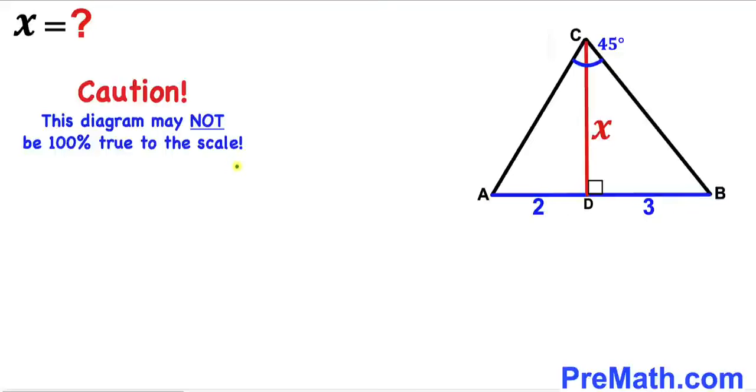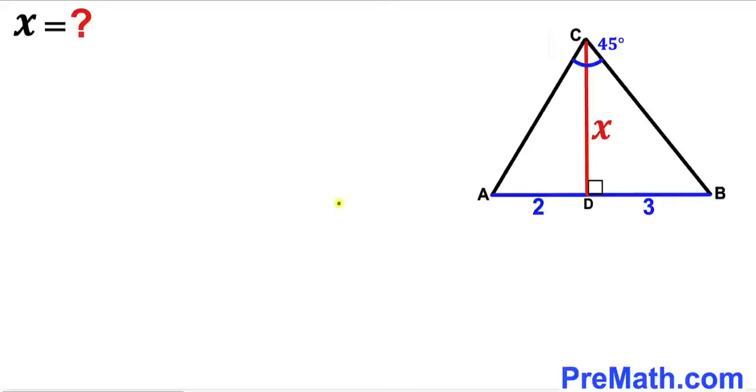Please keep in mind that this figure may not be 100% true to scale. Let's go ahead and get started. Here's our very first step: I'm going to label this side AC as lowercase m, and this side BC as lowercase n.